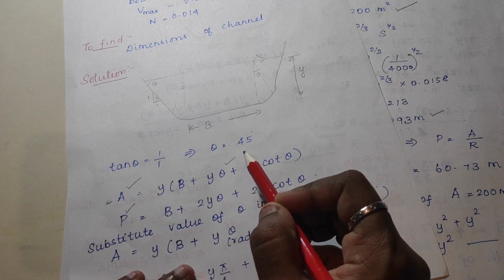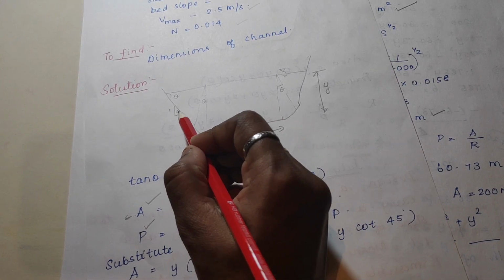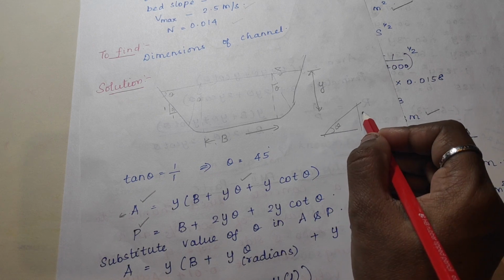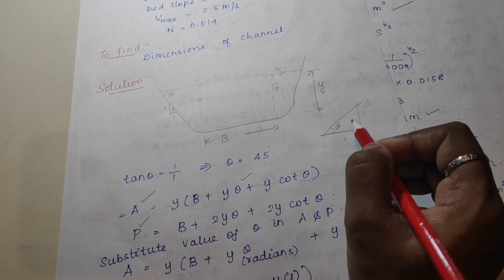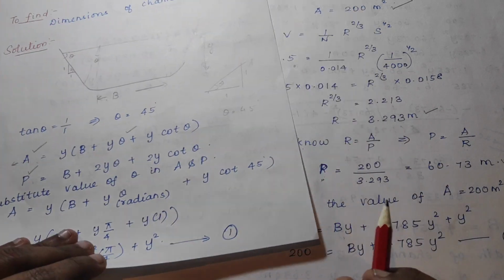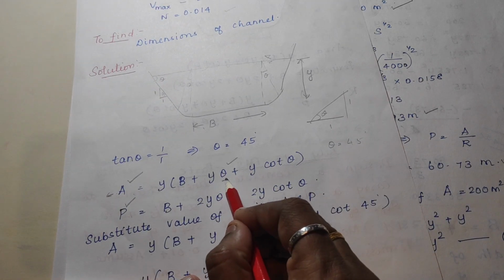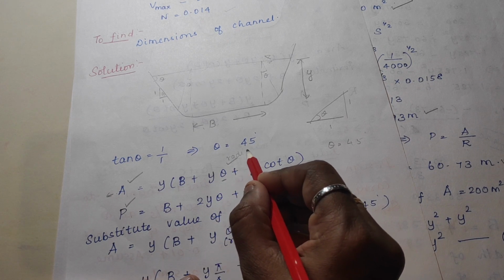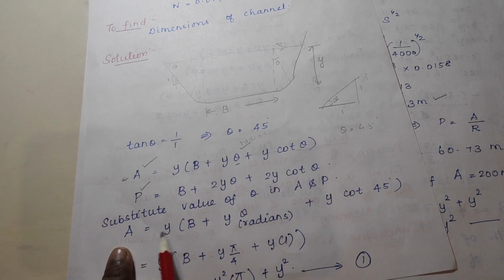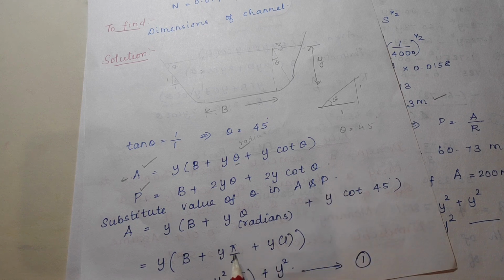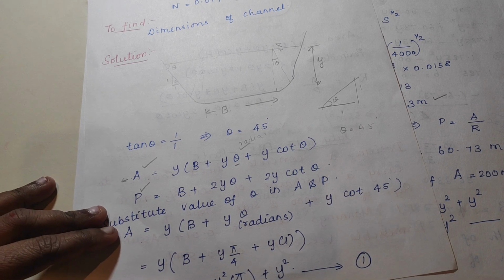What about theta? Theta is nothing but the side slope angle. What is the side slope angle? 1:1. 1:1 means theta is equal to 45 degree. If theta comes alone, you have to substitute it in terms of radians. So A is equal to y into b plus y theta, with theta in terms of radians, plus y cot 45. Okay, you will get one value.